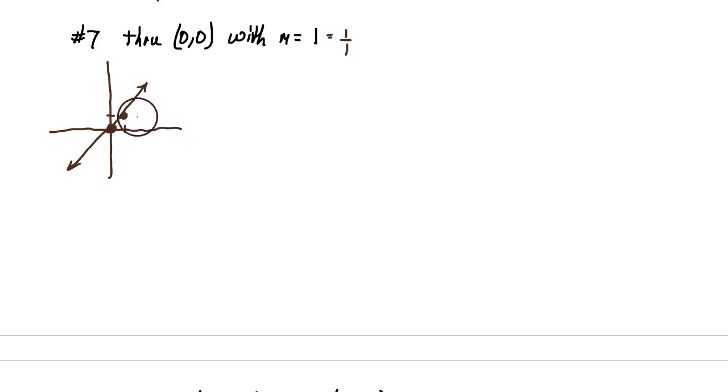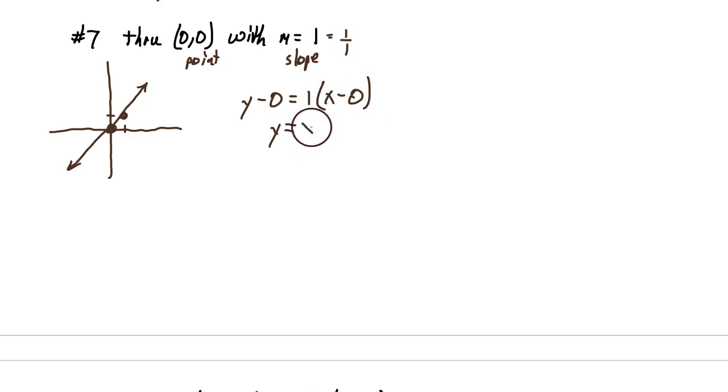Now let's create the equation for this line. We have a point and we know the slope. So we're going to use point slope form. Y minus y1, which is a 0, equals m times x minus x1, which is a 0. Let's simplify this until we get that ax plus by equals c form. Y minus 0 is really just y. 1 times x minus 0 is really just x.